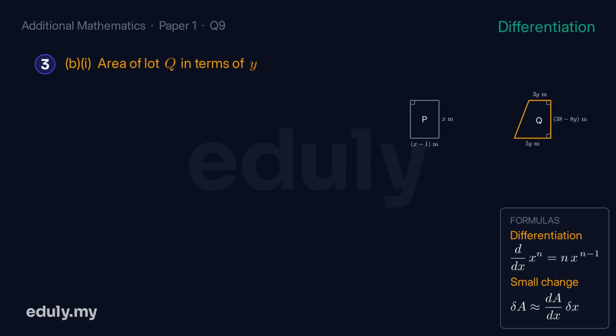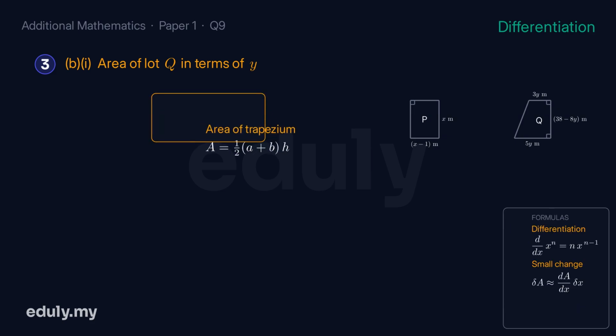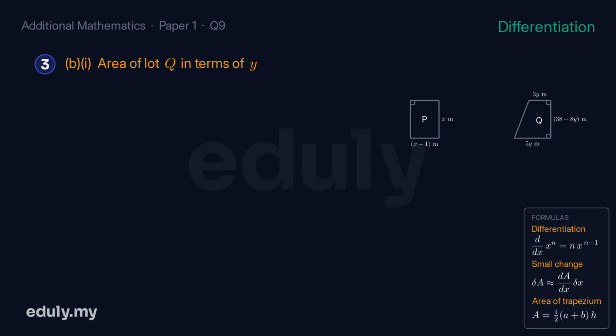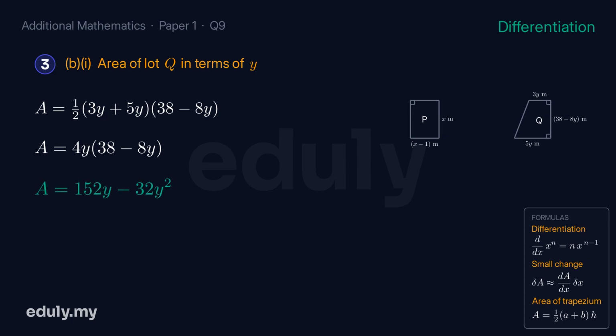Step 3. Write the area of lot Q as a function of y. The area of a trapezium is a half, times the sum of the parallel sides, times the height. Put in 3y, 5y, and the height. 3y plus 5y is 8y, and a half of 8y is 4y. Expanding gives 152y minus 32y squared.